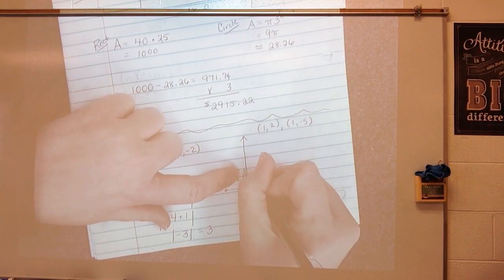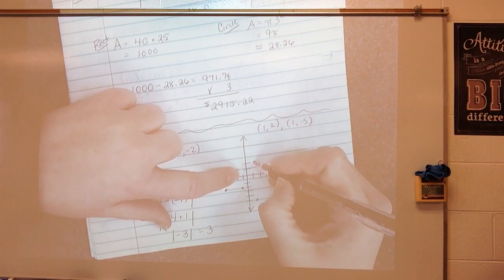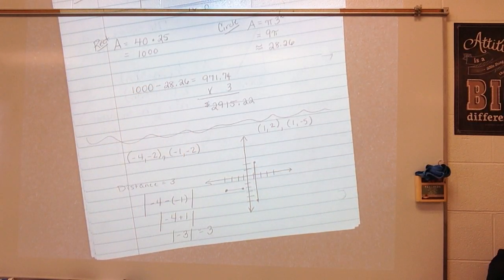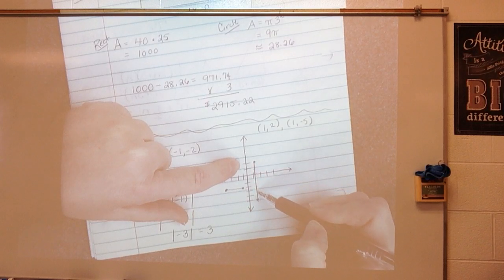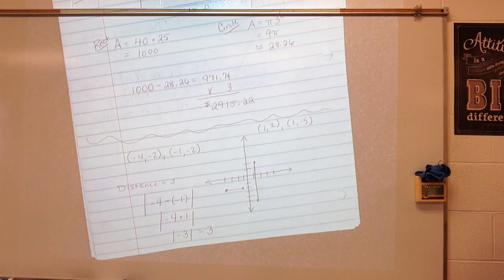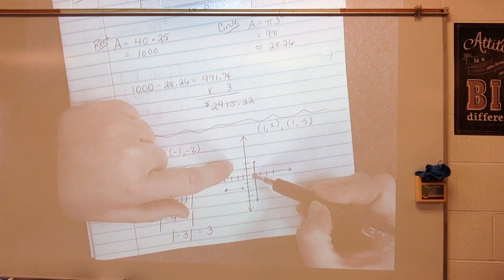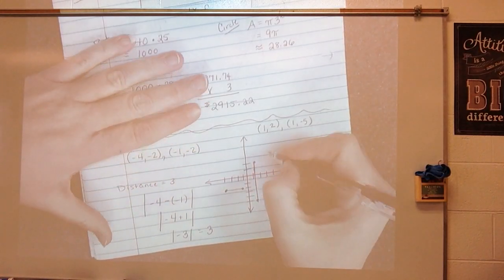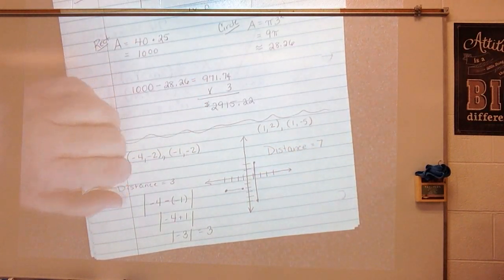So 1, 2 and 1, -5. Alright, so notice here I'm dealing with a vertical line. Once again, because it's a vertical line, I can count 1, 2, 3, 4, 5, 6. I'm sorry, the distance is 7. I miscounted. So the distance is 7.